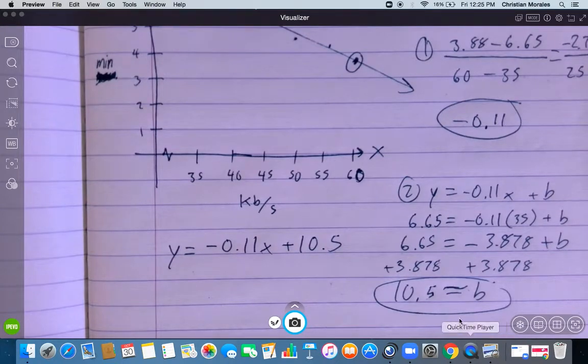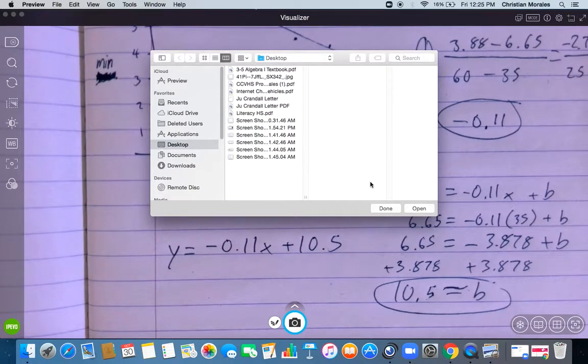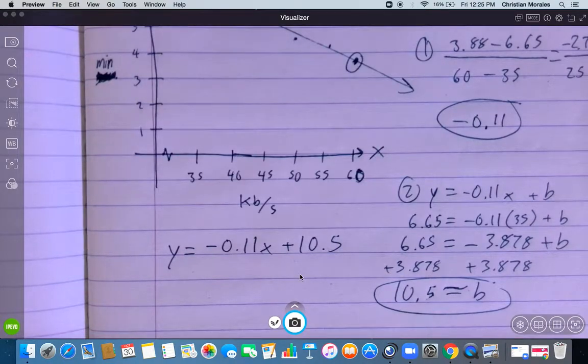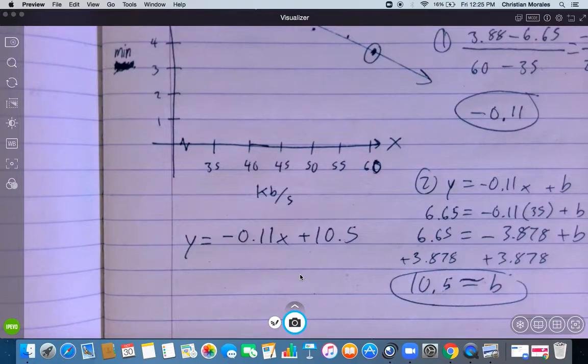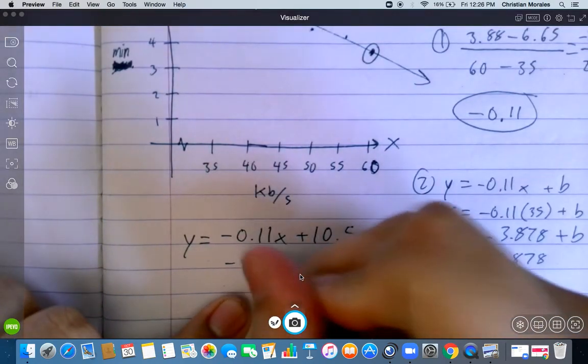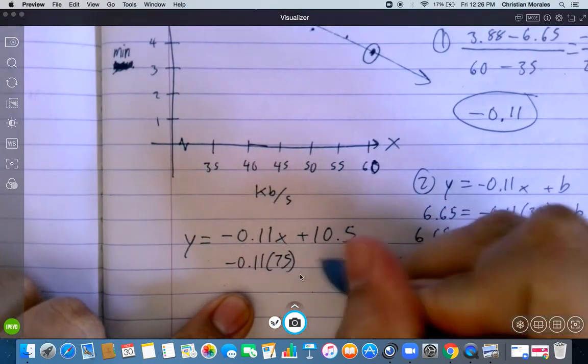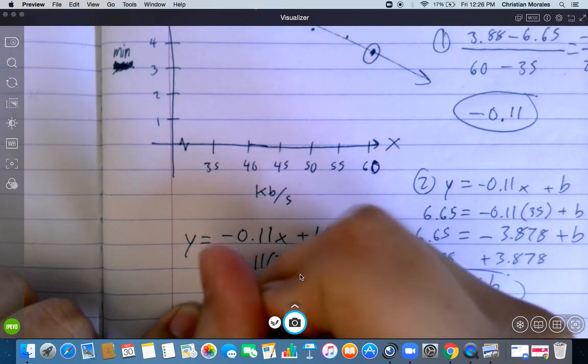Now, I would use this information. Sorry, I didn't mean to click that. I would use this information then to make predictions about my line. So in the question for this problem, if I look back at it, let me go back to the question real quickly. It was asking how long would it take to download a file with 75 kilobytes per second. So if I want to plug in 75, I would use my calculator to plug in 75 and get my answer.